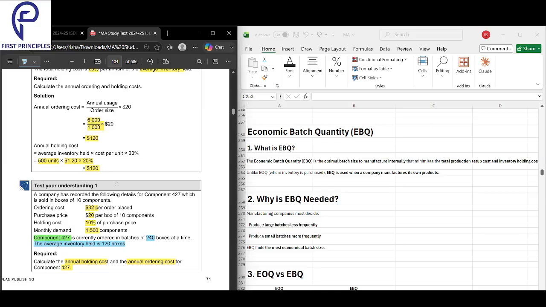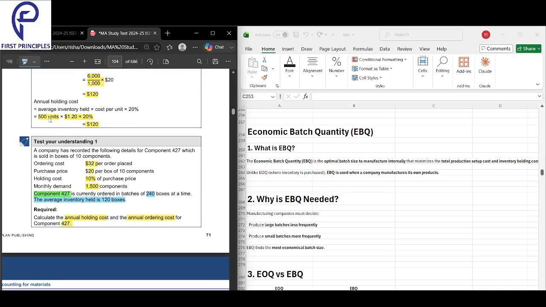Each time order 1,000, each time order 240. Ordering cost 20, ordering cost 32. That's it. Annual holding cost 500 units average inventory, your average inventory given 120 boxes. Cost per unit is 120, cost per box is here 20. Multiply that by 20% here, by 10%.